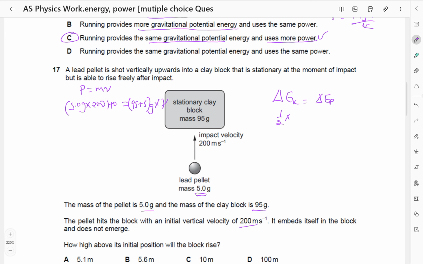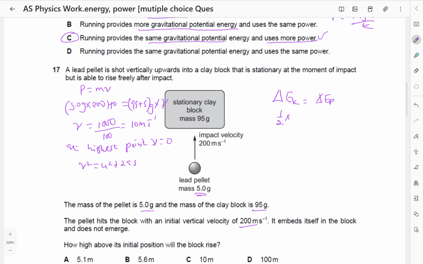The units grams have cancelled, and that means v is going to be equal to 5 times 200, which is 1000, divided by 95 plus 5, which is 100. So the speed is 10 meters per second after impact. But remember, at the highest point of the system, v becomes 0. So I can use an equation of motion, v squared equals u squared plus 2as.